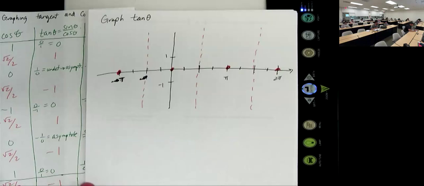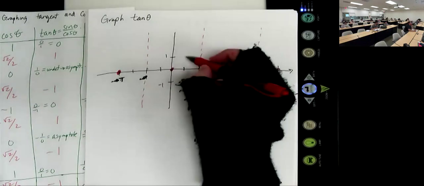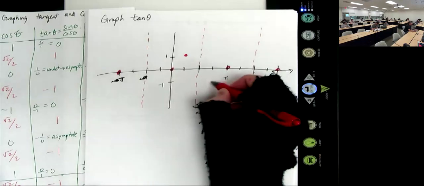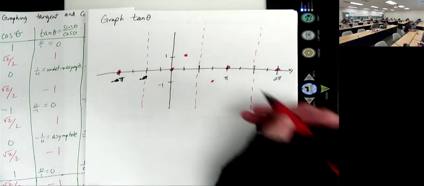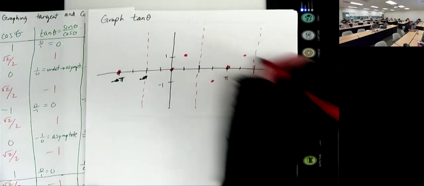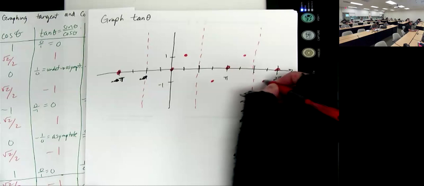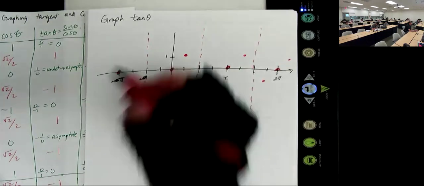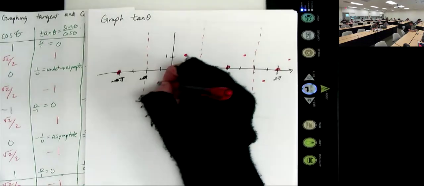Now let's go in and fill in our other ones. Pi over 4 was a 1. 3 pi over 4 was negative 1. 5 pi over 4 is positive 1. It's gonna follow this cycle where it starts low and goes high between asymptotes. Which means it's gonna do that going the other direction too.